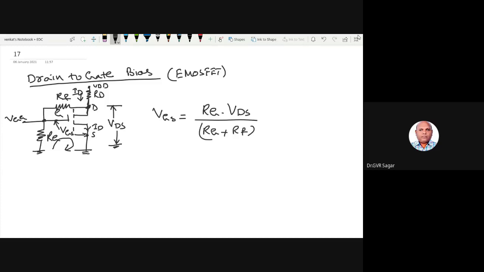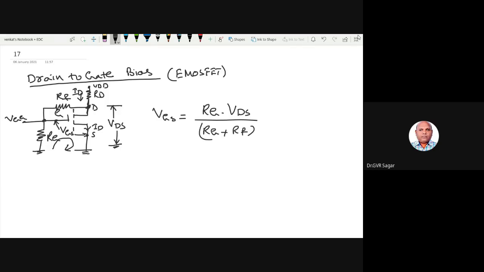When you write the KVL on the output side, you can write here, right? Output side KVL you can write here, and the analysis you can go through as usual.